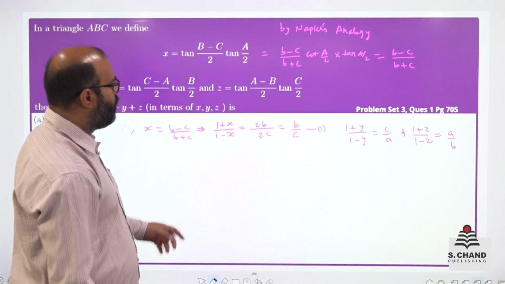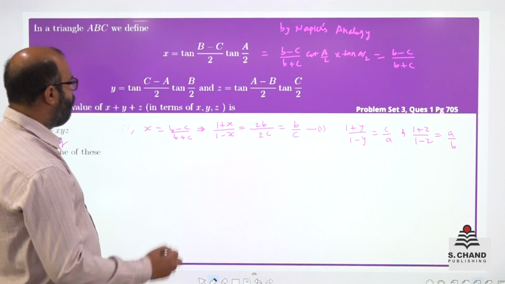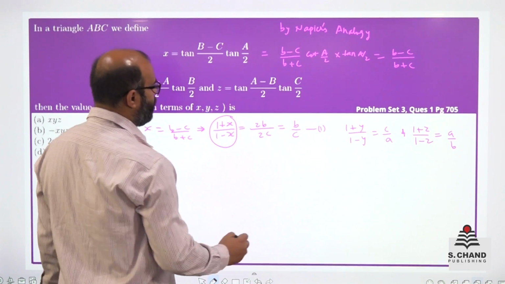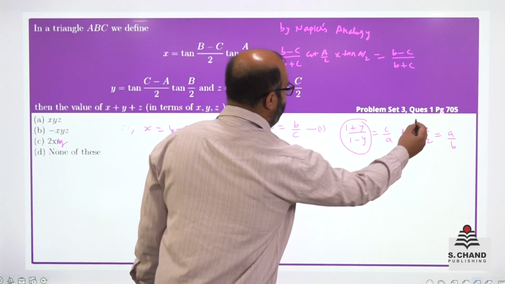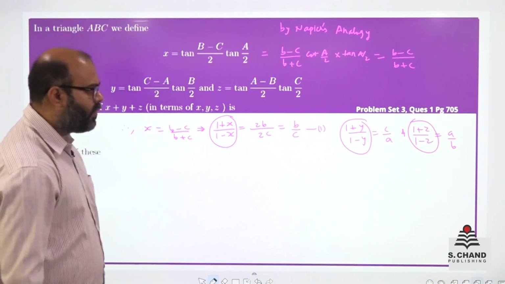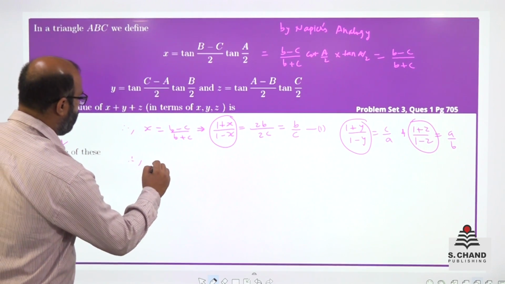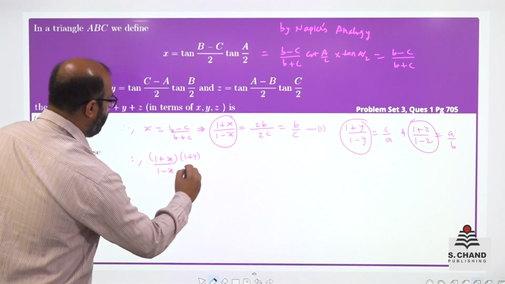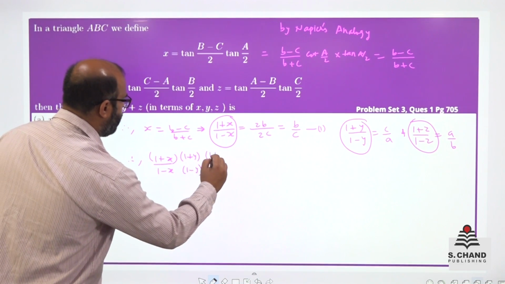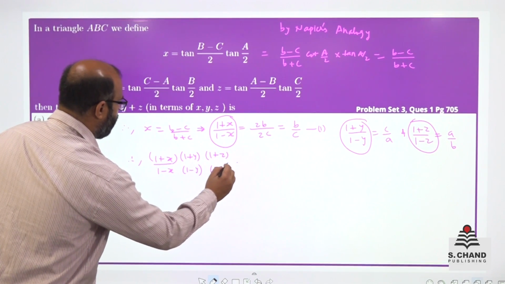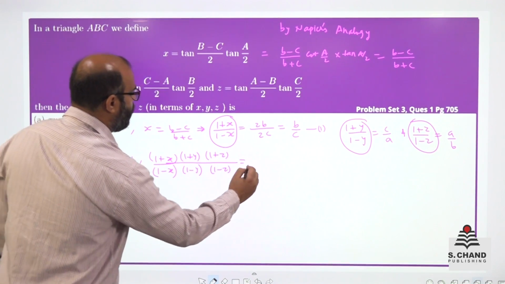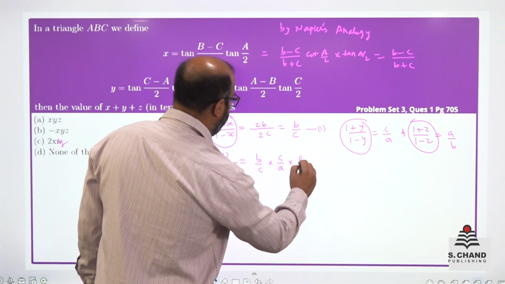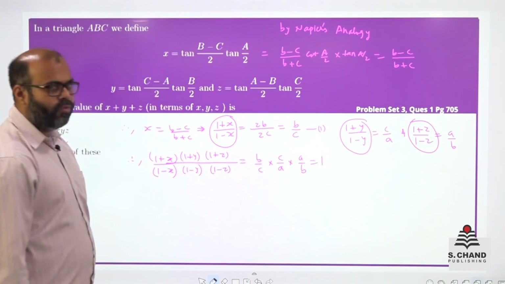This will actually happen. Now if we multiply these three terms, that is 1 plus x by 1 minus x, 1 plus y by 1 minus y, and 1 plus z by 1 minus z, what will happen? So therefore 1 plus x upon 1 minus x into 1 plus y upon 1 minus y into 1 plus z upon 1 minus z, and this multiplication will be equal to b by c into c by a into a by b, which will finally be equal to 1.